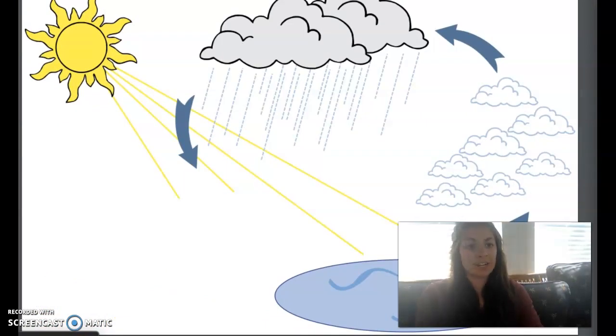Water on Earth evaporates and rises up in the atmosphere as water vapor, and as it cools or condenses, clouds form once again.